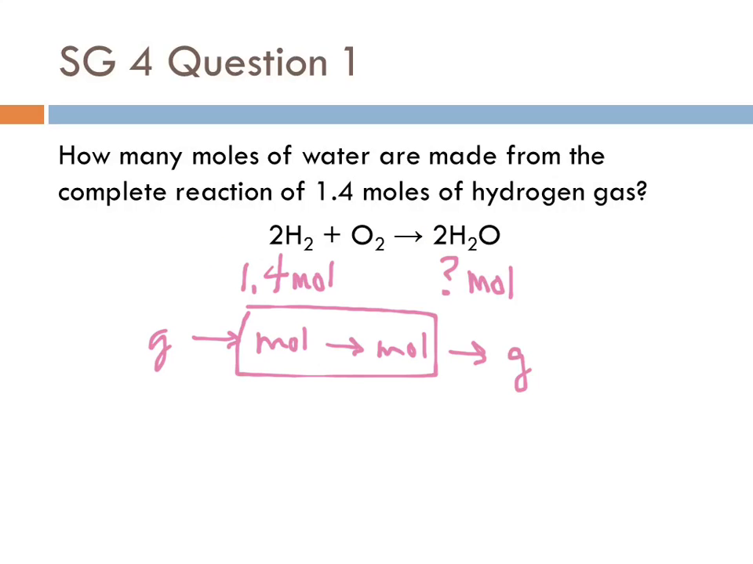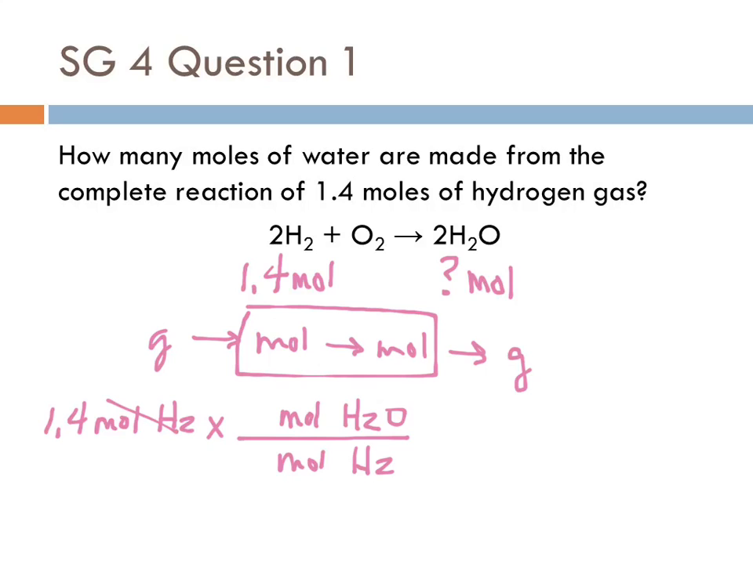So we've got 1.4 moles of H2, and we're going to have one fraction, one conversion factor here, because there's only one arrow in our path. We're only doing this middle step. So moles of what we're starting with is moles of H2, and we're going to convert to moles of H2O. So moles of H2O go up here. And then we need the moles of H2 to cancel out, so moles of H2 go down there. Those guys are going to cancel out.